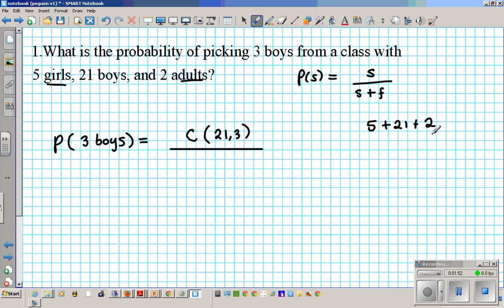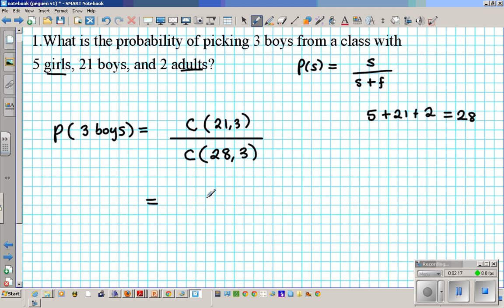We add 5 plus 21 plus 2. That's 28. So it's going to be the number of ways you can choose, out of 28, which is success plus failure, you choose 3. Okay? So this is your setup for the solution to the problem. You can also write it, same thing, as 21C3 over 28C3.